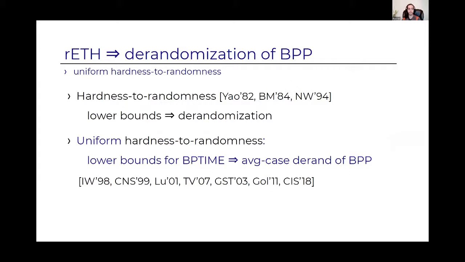And in particular, this result belongs to the line of work called uniform hardness to randomness, where we start with a lower bound for uniform algorithms, in this case for BPTIME, and we transform it to an average case de-randomization of BPP. And in contrast to the more well-known line of works for non-uniform hardness to randomness, in uniform hardness to randomness, our results are currently lacking. Our knowledge isn't complete, and we have very large gaps.